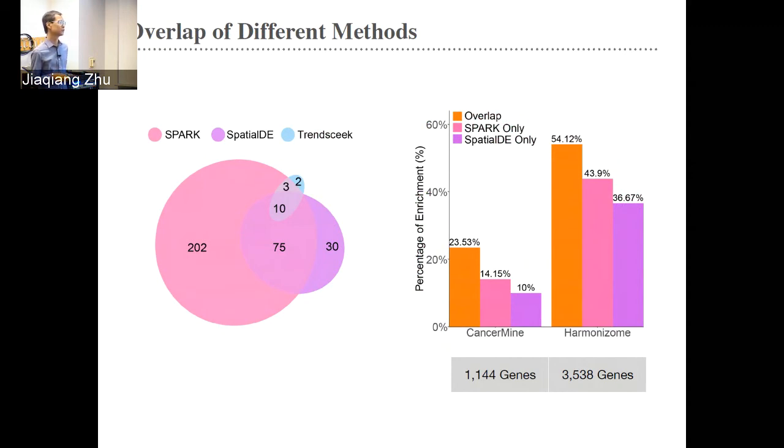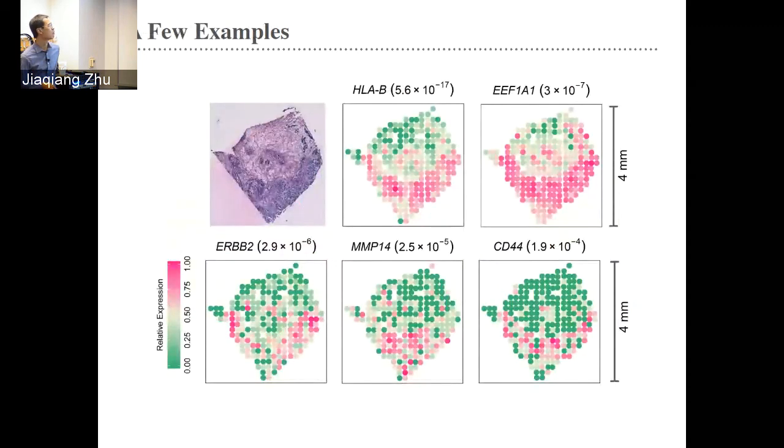And also we obtained a gene list functionally related to breast cancer, and again the percentage of genes identified by Sparkle only is much higher than the percentage identified by SpatialDE only. Okay, here are also some examples with a clear spatial pattern. These five genes are only identified by Sparkle. HLA-B is a member of the human leukocyte antigen complex, which is important for the immune response, and the spatial pattern of this gene suggests a tumor-associated local immune response.